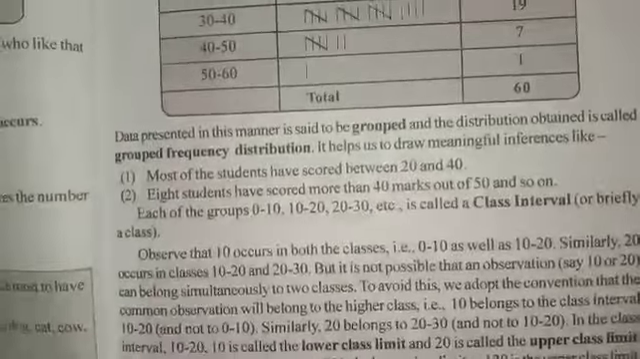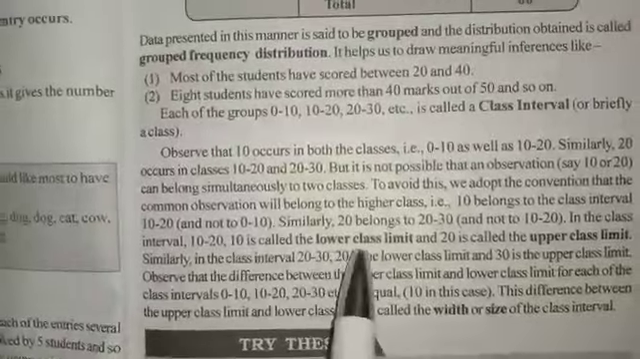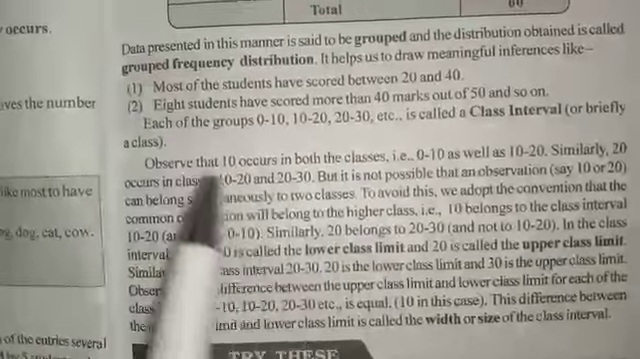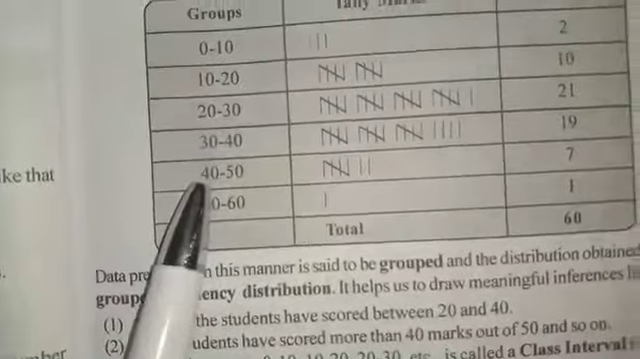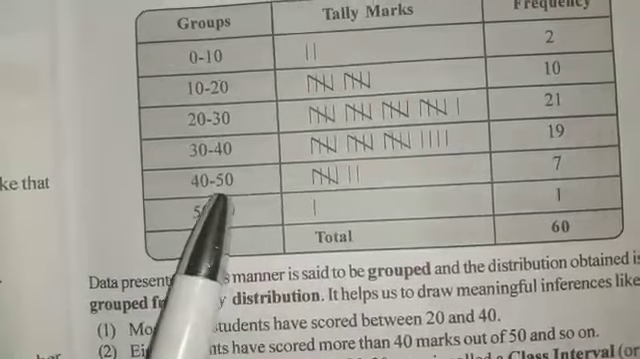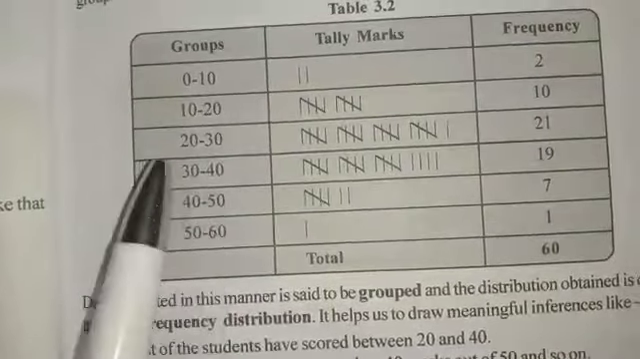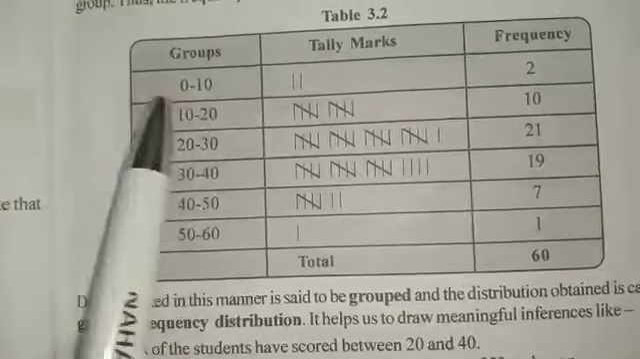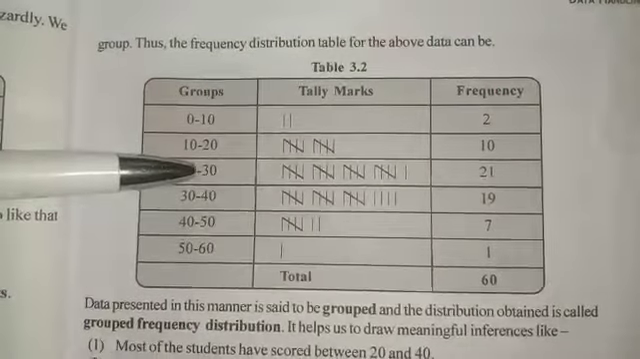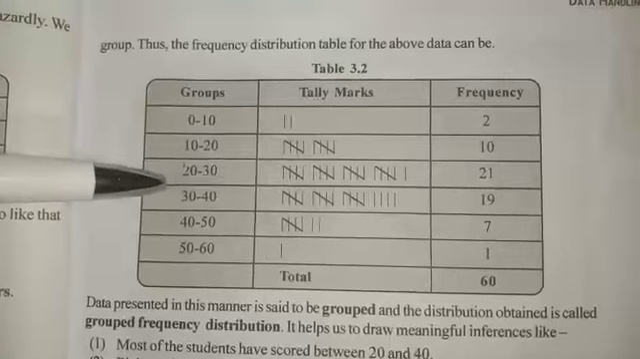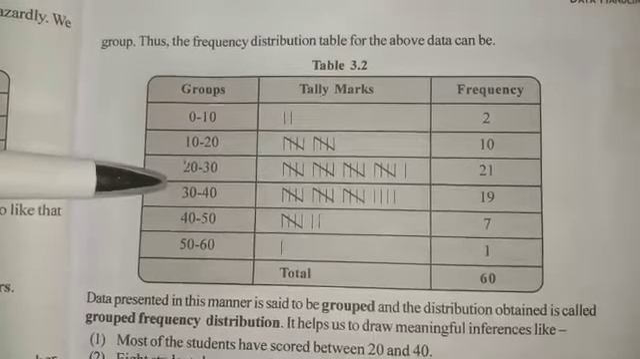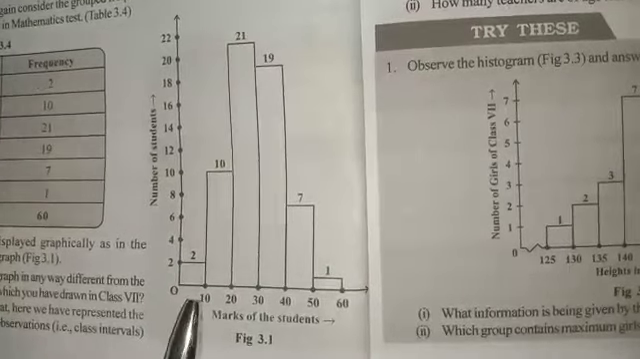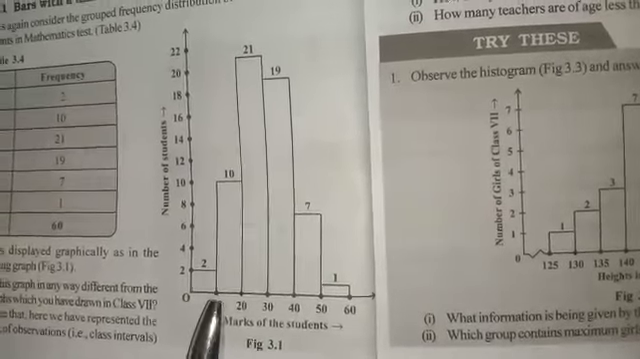The lower class limit here is 40 and the 50 is the upper class limit. Here the lower class limit is 20 and the upper class limit is 30. Same way we can do the calculation. The difference between the upper class limit and the lower class limit is called the width or size of the class interval. This is like a bar graph, but it is a histogram.